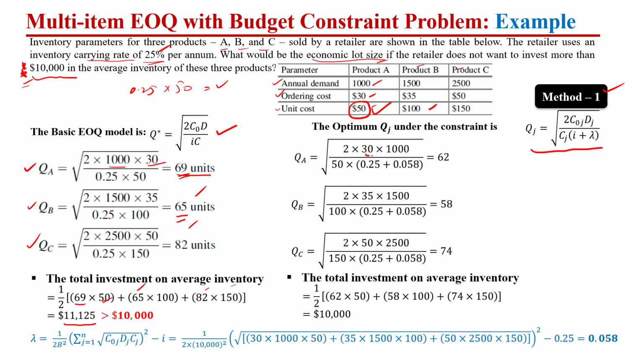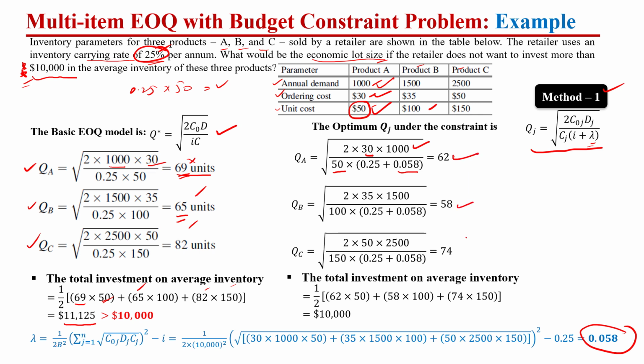So it is 2 into the ordering cost, that is $30, multiplied by the annual demand, for product A it is 100,000. Then we have Cj, which is basically the unit cost, $50, into I, the inventory rate or interest rate, which is 0.25 plus lambda. So how can you get the lambda? Using this particular formula, the value of lambda is 0.058. So multiplying by 0.058, under the budget constraint the optimum order quantity is not 69 but 62.